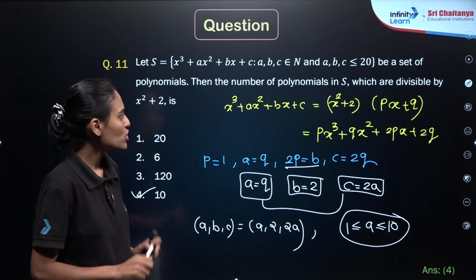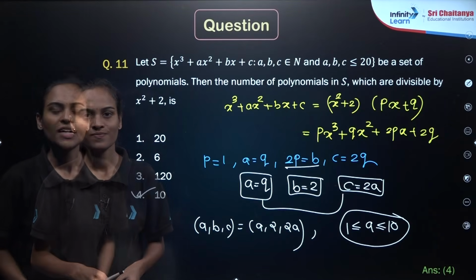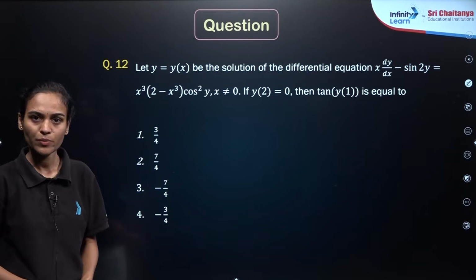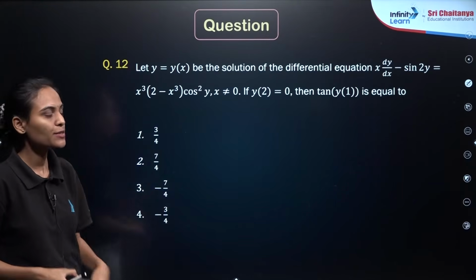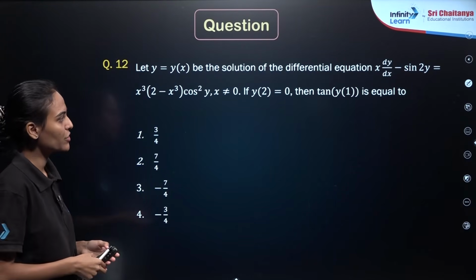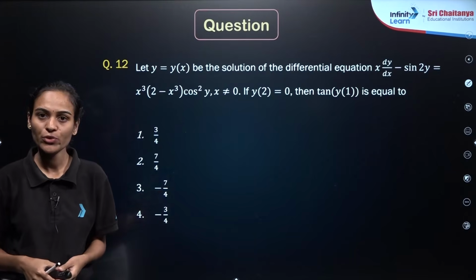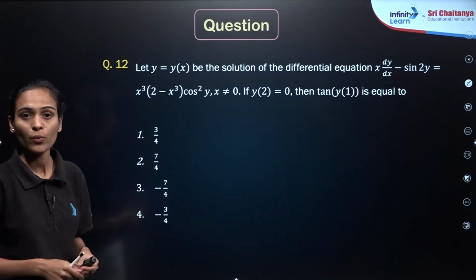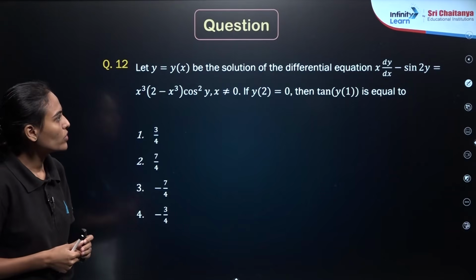In this way you can approach this type of question, students. Now let us take, students, question number 12. In question number 12, you have y equal y of x be the solution of the given differential equation and satisfying y of 2 equals 0. Then you need to find what is tan of y of 1. Okay, this is the question.